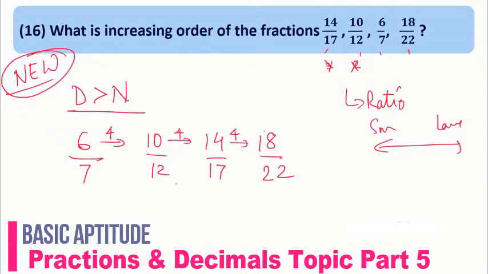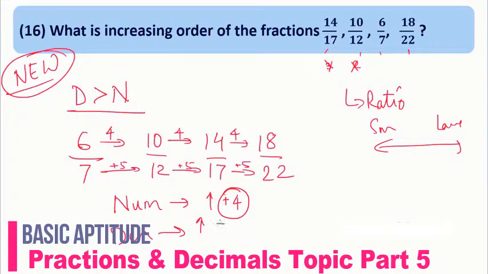Now if you observe very carefully, 6 plus 4 is 10, 10 plus 4 is 14, 14 plus 4 is 18. So the numerator is increasing by a fixed value, that is 4 over here, right? So if the numerator is increasing by a fixed value, let us check if the denominator is also increasing or not. 7 plus 5 is 12, 12 plus 5 is 17, 17 plus 5 is 22. So the denominator is also increasing by a fixed value. Okay.